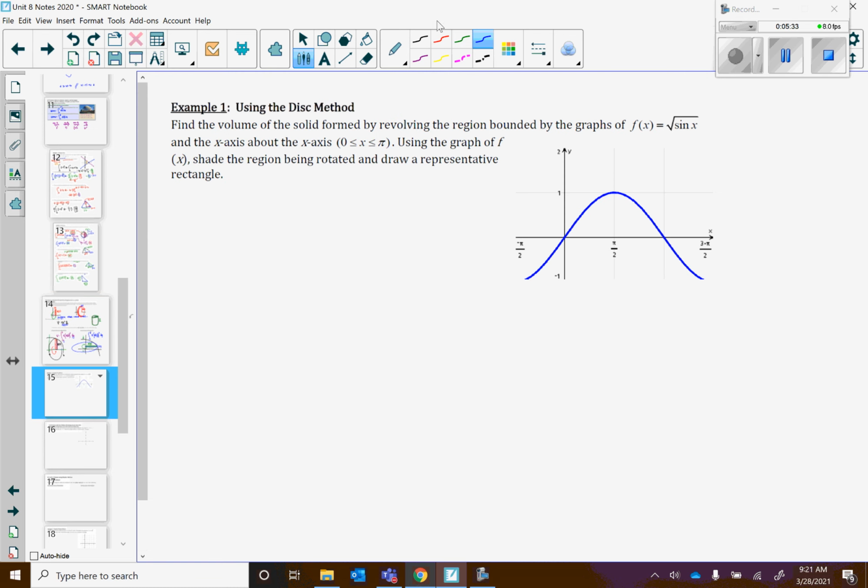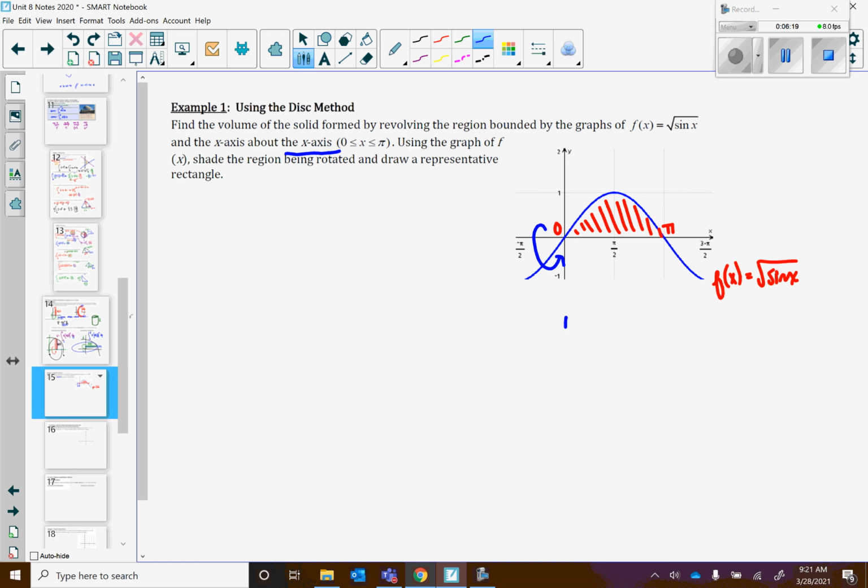Find the volume of the solid formed by revolving the region bounded by the graphs of f of x equal to the square root of sine x and the x-axis about the x-axis from 0 to pi. Use the graph of f, shade the region being rotated, and draw a representative rectangle. All right, so we've got f of x, the square root of sine of x. And notice that they give us labels for the x-axis, so I see 0, pi. I know that this is the region I am rotating. We are rotating it around the x-axis.